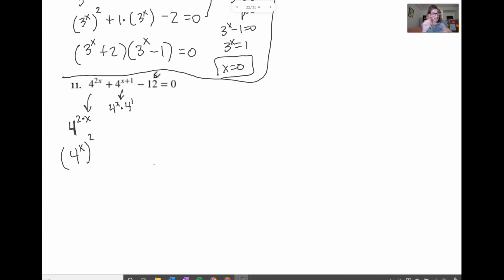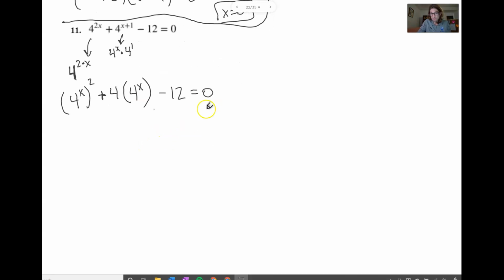Now I'm going to rearrange those. You've got to remember this adding an exponent really looks like a coefficient if we're thinking about multiplying. So I would write this as plus 4 times 4 to the x power minus 12 equals 0. And again, I'm going to do the same thing. This is the hard part, kind of rewriting it like this.